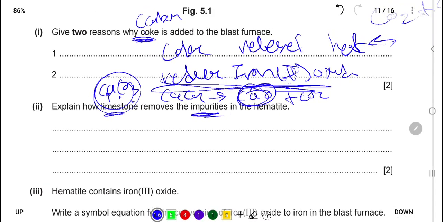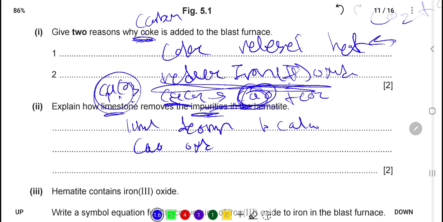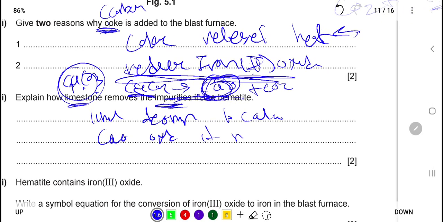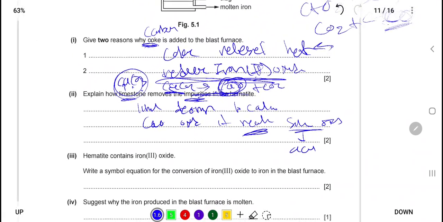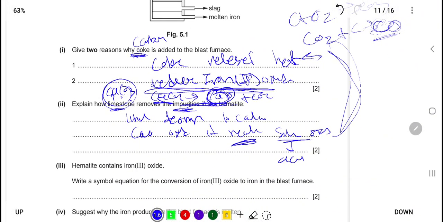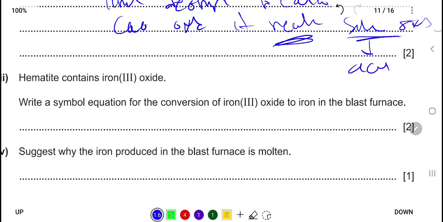The mark scheme says limestone decomposes to calcium oxide, exactly this. Let me write it. Limestone decomposes to calcium oxide. The second mark is, what does calcium oxide do? Calcium oxide, since it is a basic oxide, right? It neutralizes silicon oxide, which is acidic. That's why we wrote neutralizes. Again, please go to YouTube and learn how to solve this.